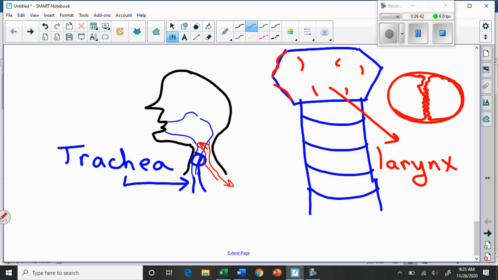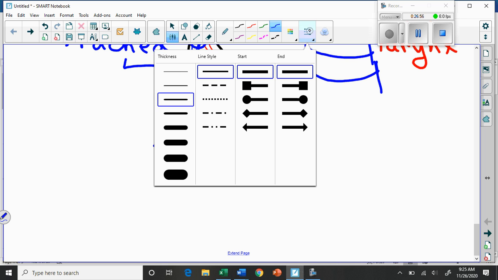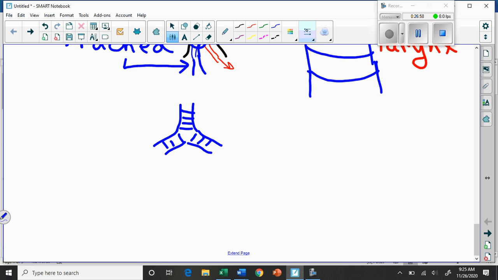Then what happens is, if we go further into the chest, the trachea, I'll just draw the trachea like this, it branches into two main branches. The two main branches are called the bronchi. The bronchi, there's two of them.